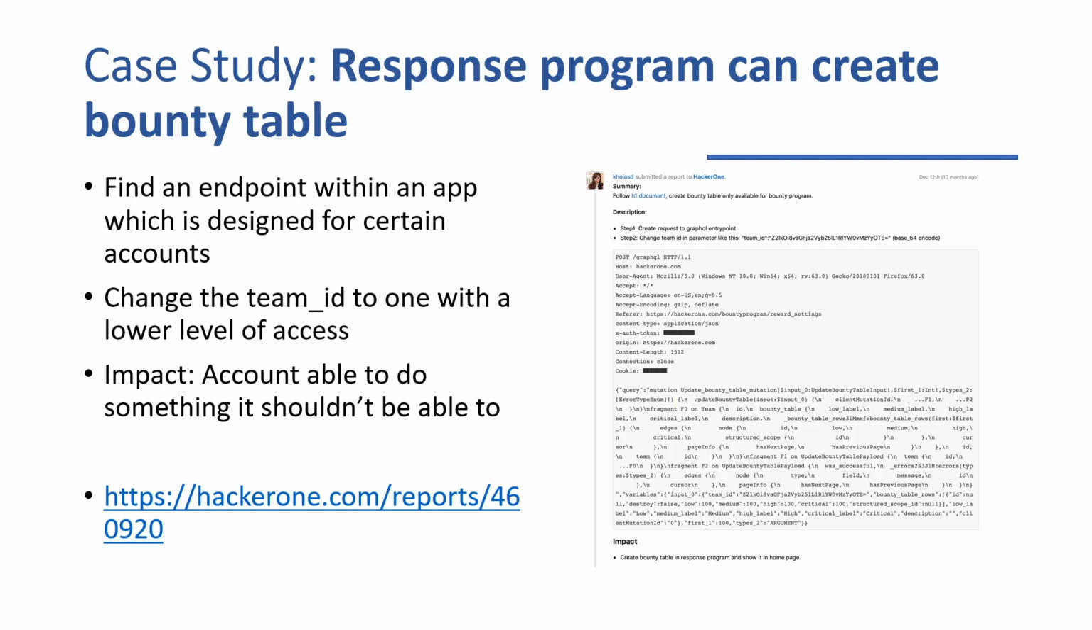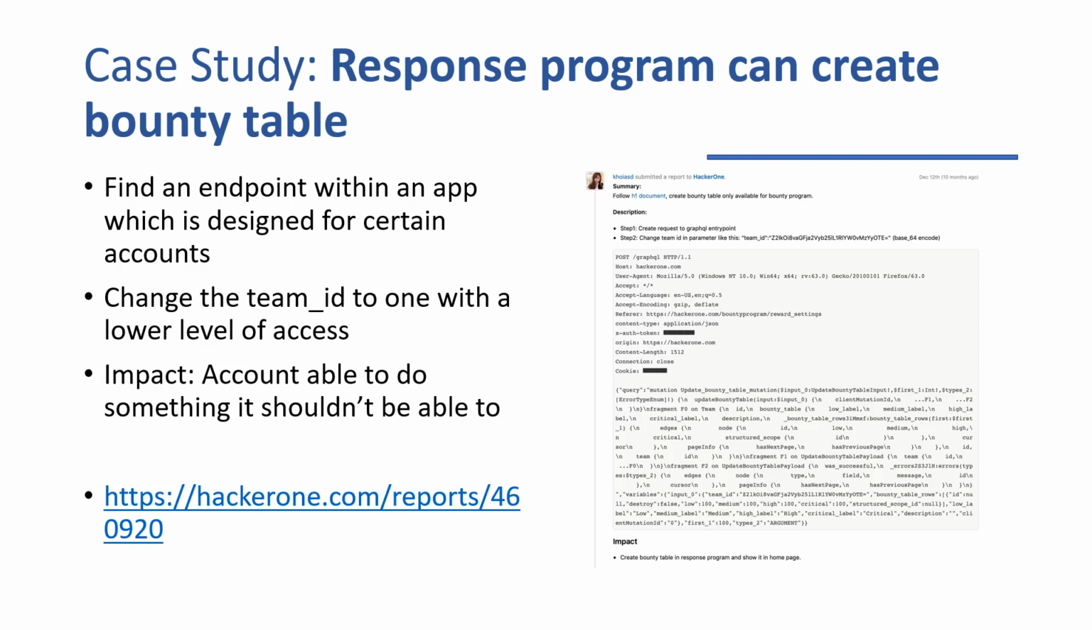So in this case, this researcher has looked at GraphQL, which is the API, the Application Programming Interface, which is a fancy word for meaning that instead of looking at kind of the website, they were looking at the developer tools. So they found an endpoint within the app which is designed for certain accounts, in this case, the bounty program accounts. They then changed a team ID, in this case a base64 encoded ID, for one with a lower level of access, so our response program, and it worked. So in this case, it's not super complex. All they did was change one ID to another ID in the JSON over there.